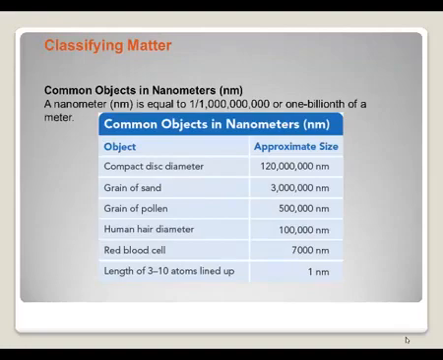So classifying matter, one thing for us to take into consideration is that when we're measuring matter or elements, specifically the atoms of those elements, we have to find a very, very small unit of measure. And that small unit of measure is the nanometer. A length of 3 to 10 atoms lined up, one right after another, is 1 nanometer. In comparison, a grain of sand is about 3 million nanometers, and a grain of pollen is about 500,000 nanometers.